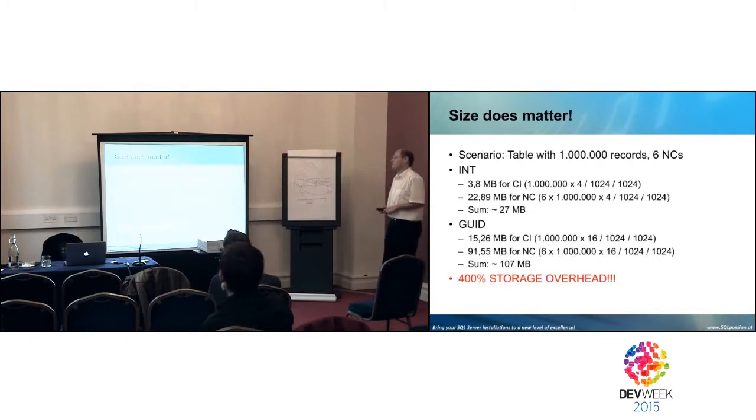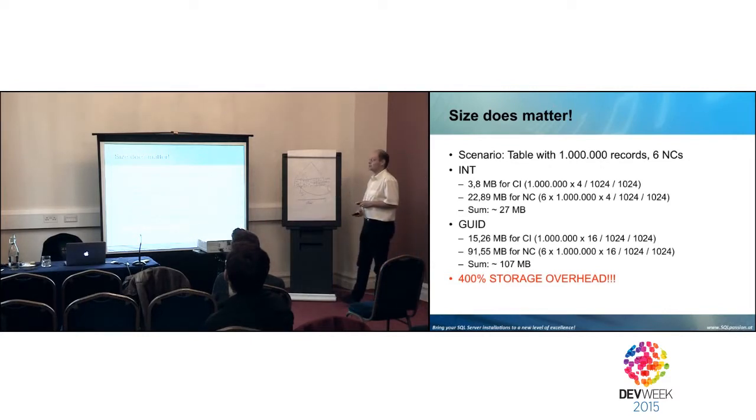Very simple example. A table with 1 million records, 6 non-clustered indexes. You create your clustered key on an int column. You have a storage overhead of 27 megabytes. When you do the same thing with a unique identifier value, you need 107 megabytes. Just 4 times the space. 4 bytes versus 16 bytes. Just think about it. Just a table with 1 million records. Not too much.